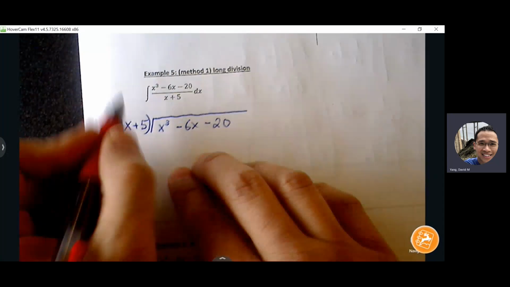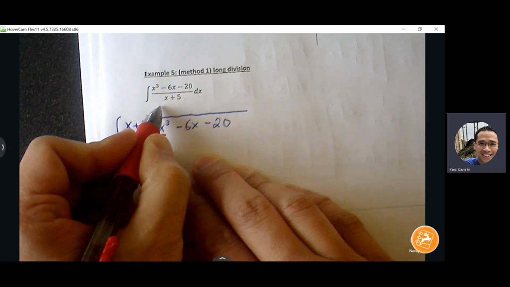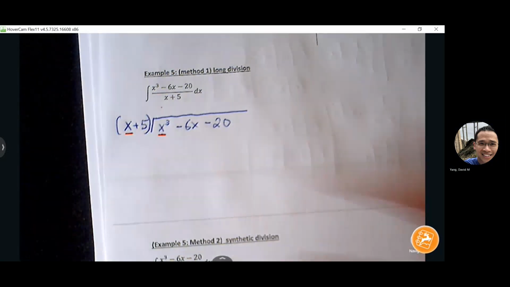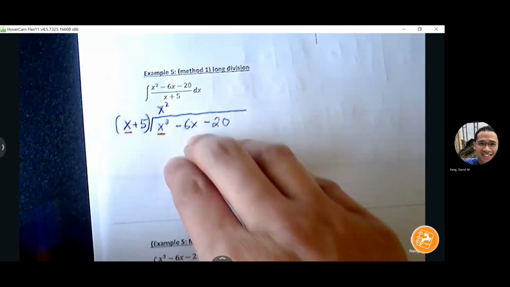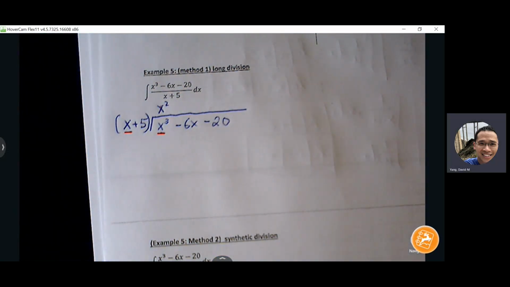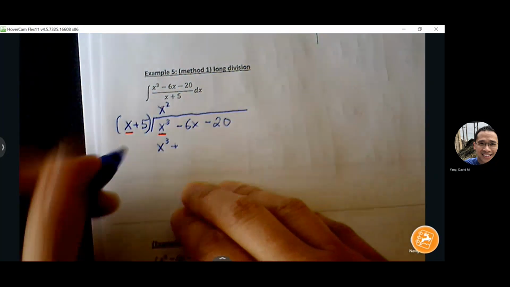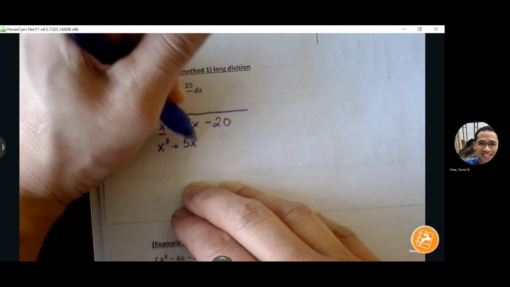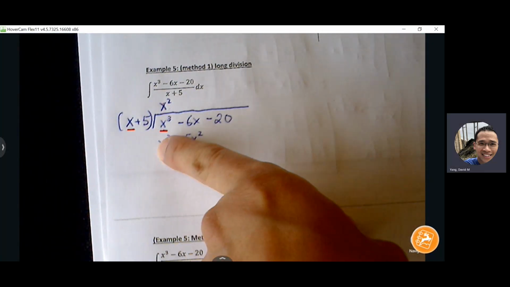So you're going to just focus your attention on just the first term here. You're going to ask yourself, x multiplied by what will give me x cubed? X squared. Okay, so you put x squared up here. Now you're going to take that x squared and distribute it through the parentheses. You're going to put the results right in this space. So x cubed plus 5x squared. You should always get a perfect match for the first term.